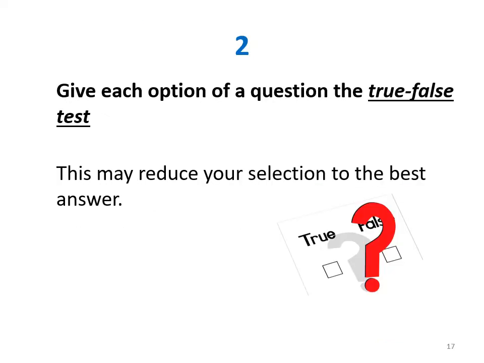Next, give each option of a question the true-false test. Whatever you read, ask yourself whether it's true, whether it's false, and that will lead you to the right answer. This may reduce your selection to the best answer.